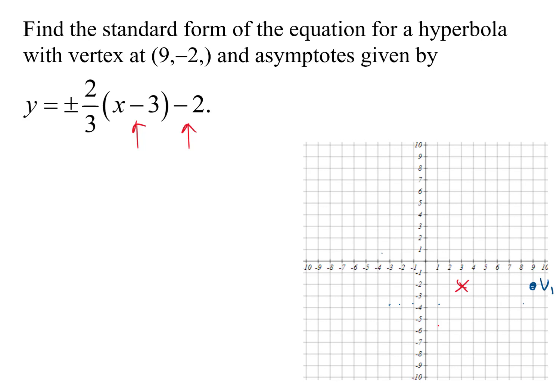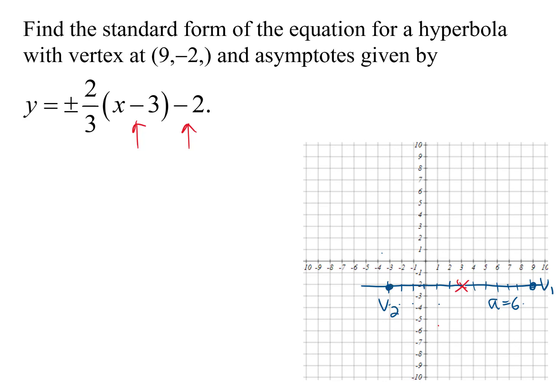So I can see some other information here. I can tell where the transverse axis is. So it goes along here in the x direction. And from the center, 1, 2, 3, 4, 5, 6 in the x direction. So a is 6. Let's go ahead and put the other vertex on. 1, 2, 3, 4, 5, 6 in the negative direction. There would be my second vertex.